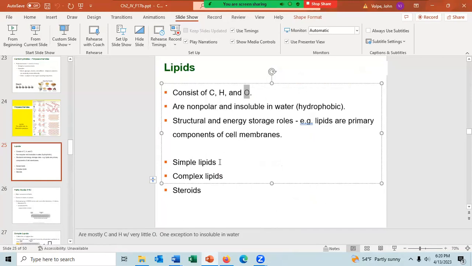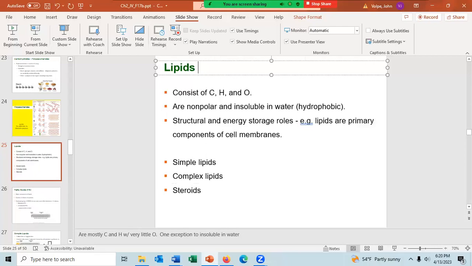Lipids can be broken into three types: simple lipids, complex lipids, and steroids. Let me do state that most lipids are nonpolar and insoluble in water. There is one exception. There is one lipid which is soluble in water, and we'll talk about that more next time.